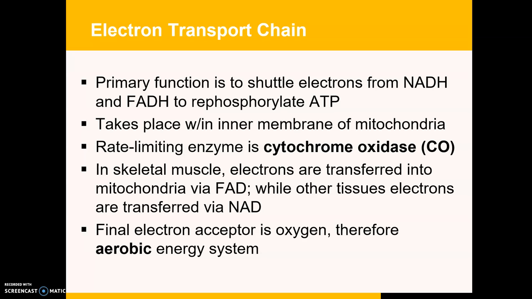Okay. In skeletal muscles, these electrons are transferred into the mitochondria via FAD, and other tissues use NAD to shuttle this electron into the mitochondria, which affects the final tally of ATP. The electron picked up by NAD in the glycolysis phase can be shuttled into the mitochondria as FADH and entered into the reactions of the electron transport chain.